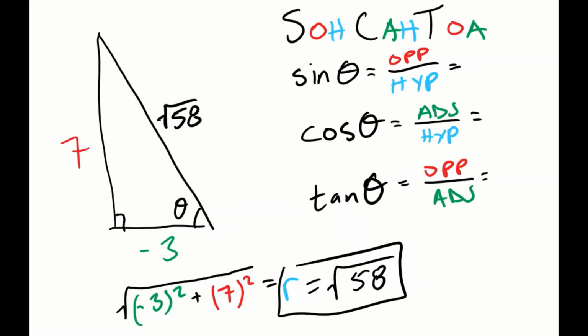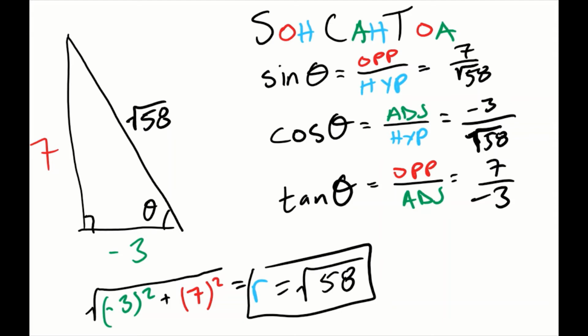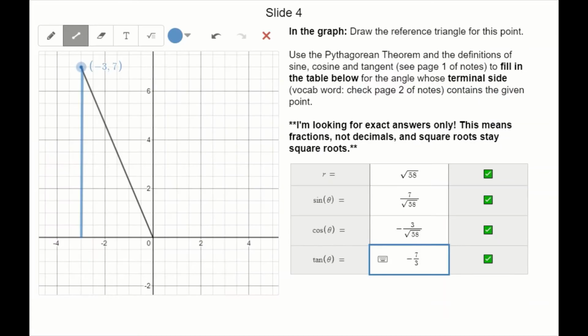And now let's just fill in our SOHCAHTOA, right? So sine is opposite over hypotenuse, 7 over the root 58. Cosine is adjacent over hypotenuse, so -3 over square root of 58. And then tangent is opposite over adjacent, so 7 over -3, or -7/3. So now we can just go fill this into Desmos. And it looks like they all check out.